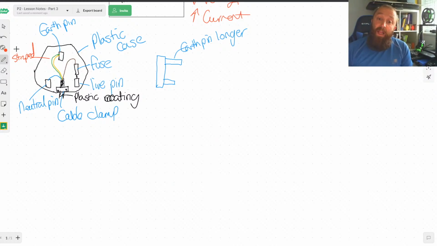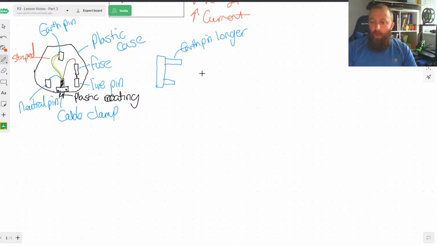So you need to know the colours of each of these wires. We've got a brown wire going to the live pin, to the fuse. We've got a blue wire going to the neutral pin, and the earth pin has a green and yellow striped wire. So that's the sort of main features.